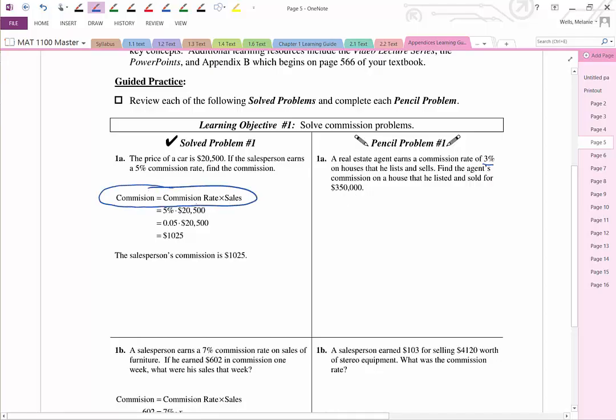That commission comes from the commission rate times the sales. So the rate of 3%, which we'll write as 0.03, times 350,000 would give me a commission of $10,500. So the salesperson commission would be $10,500.